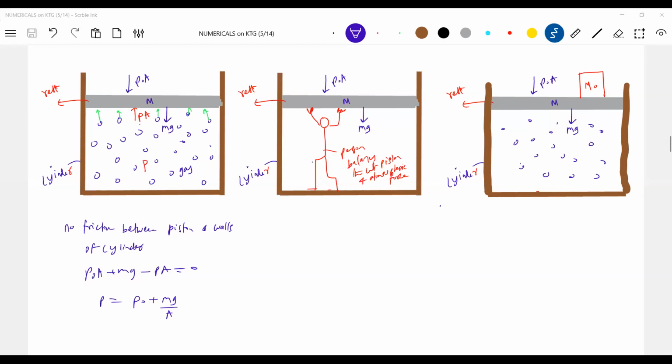Can you hear me? Yes, sir. Okay, some power gone. Somehow I retained the connection.